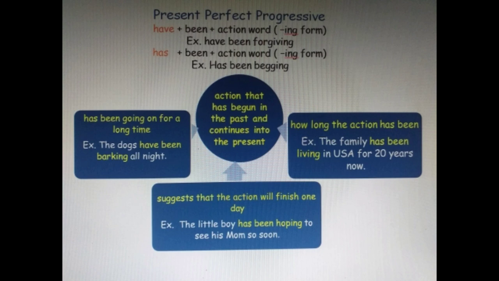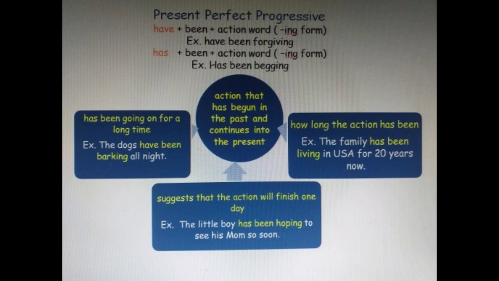An example of a sentence here is an action which has been going on for a long time, like, the dogs have been barking all night. So the verb here is have been barking, because it is an action that has been going on for a long time. Next, it is also a tense which states an action that has been done as of a specific period of time. For example, the family has been living in USA for 20 years now.